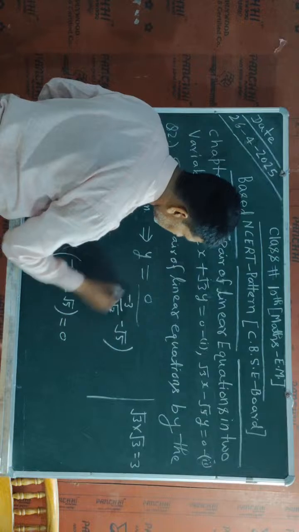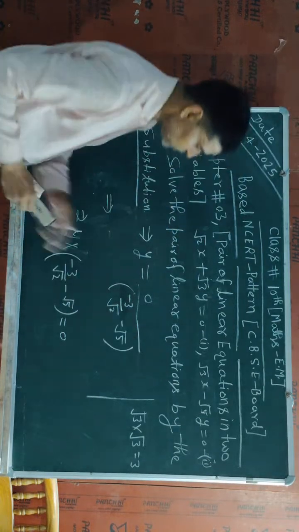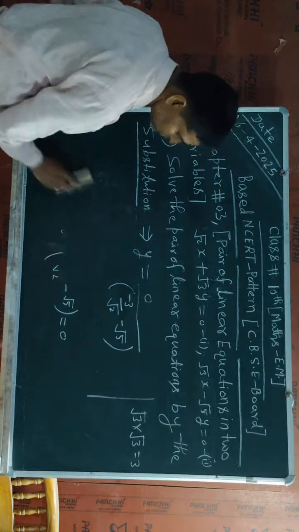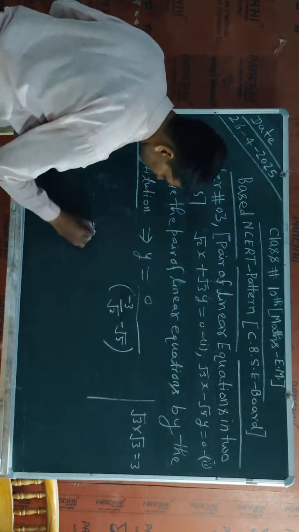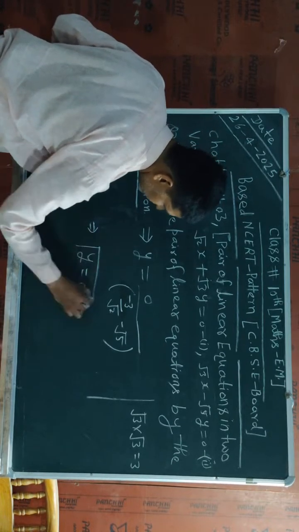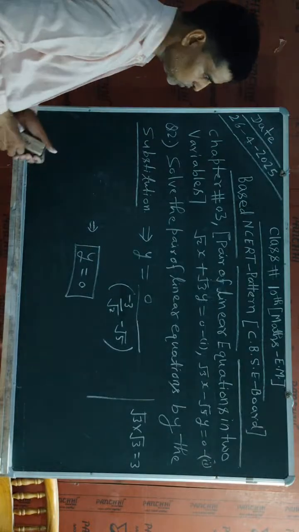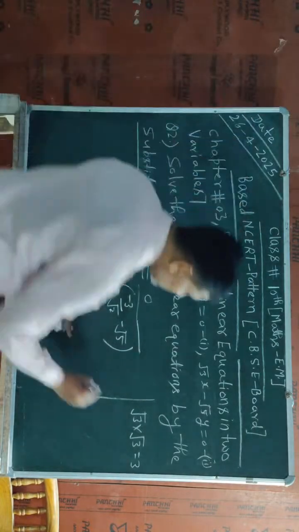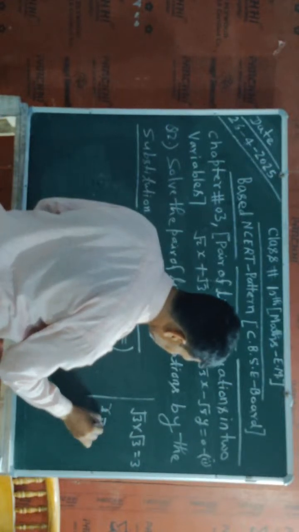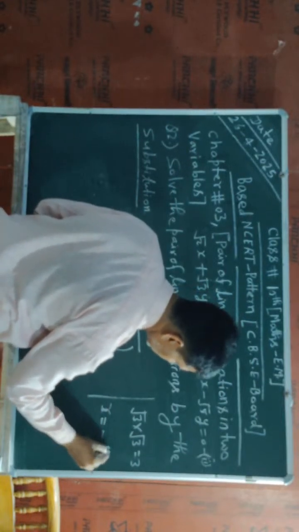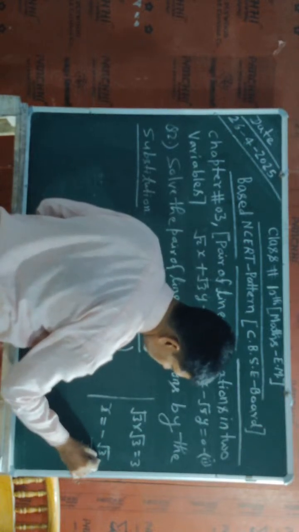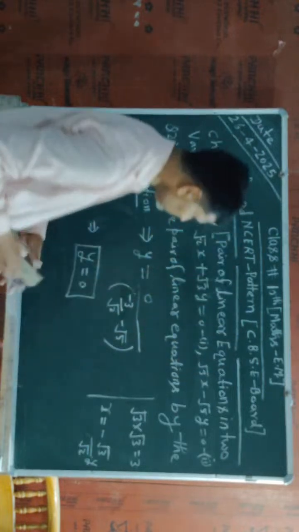Okay, student. If I divide 0 by any number, that will become 0. So here the value of y is equal to 0. I have also written the value of x, which is x equals root 3 divided by root 2 into y. I have already written that.